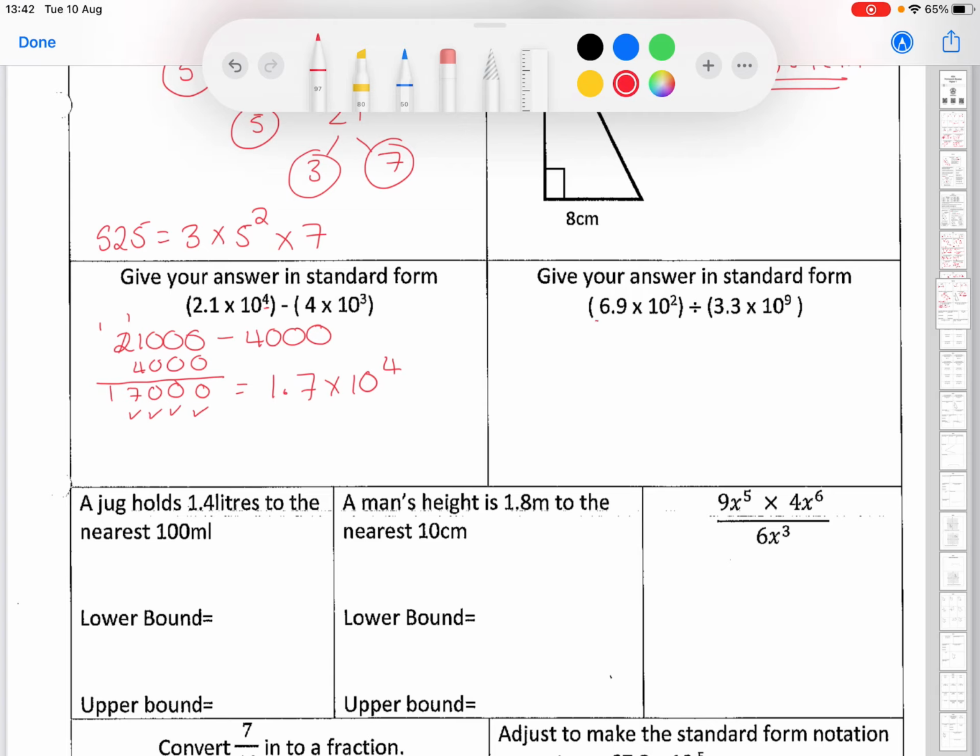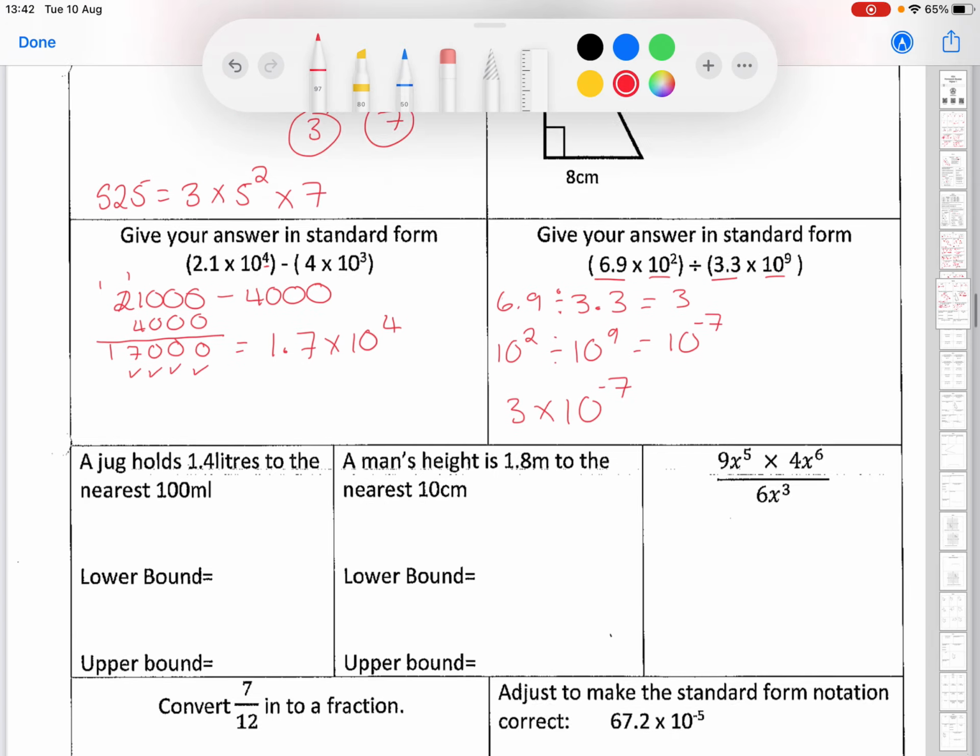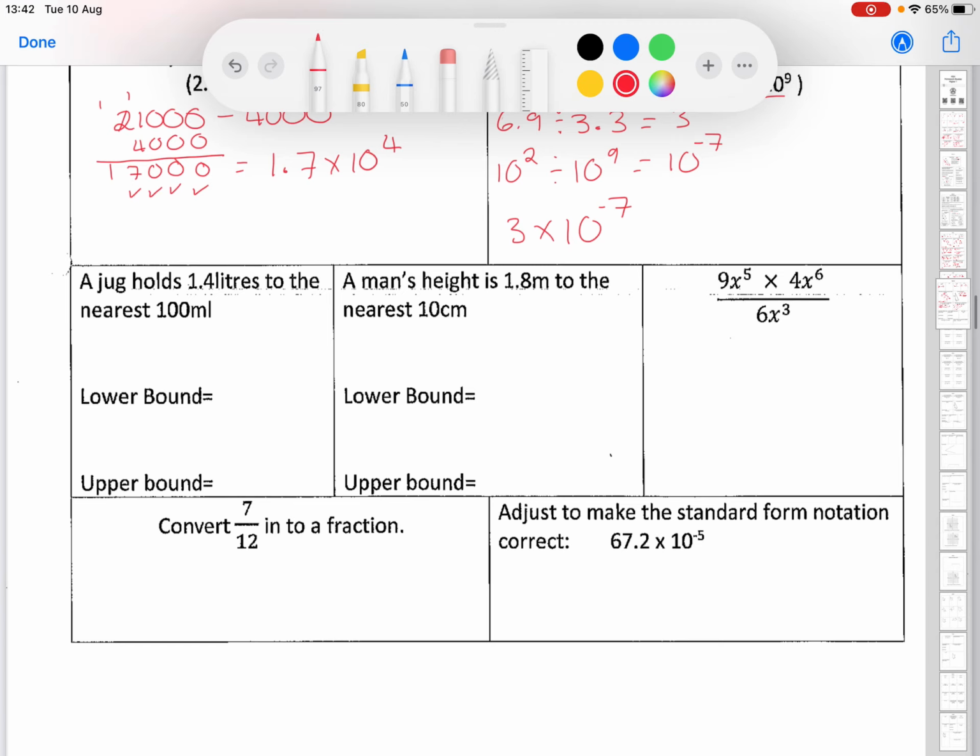Next one, we've got dividing in standard form. So we're calculating in standard form. We've got 6.9, and we're going to divide it by 3.3 first. We take our numbers separately. I'm going to rewrite that. So we've got 6.9 divided by 3.3. So we divide our numbers first. So that just gives us 3. And then we divide our powers. So we've got 10 to the power of 2 divided by 10 to the power of 9. When we divide, we subtract our powers, so 2 take away 9 gives us minus 7. So our answer is 3 times 10 to the power of minus 7.